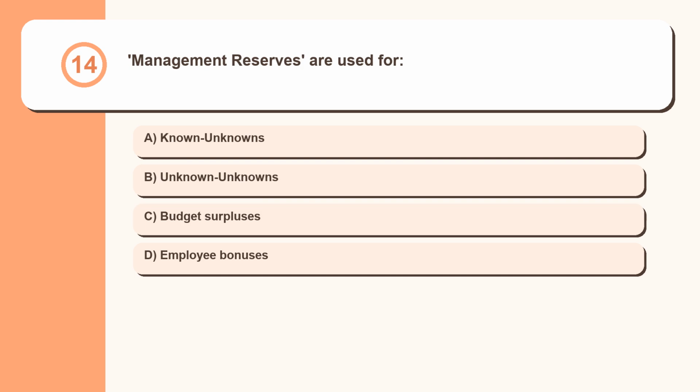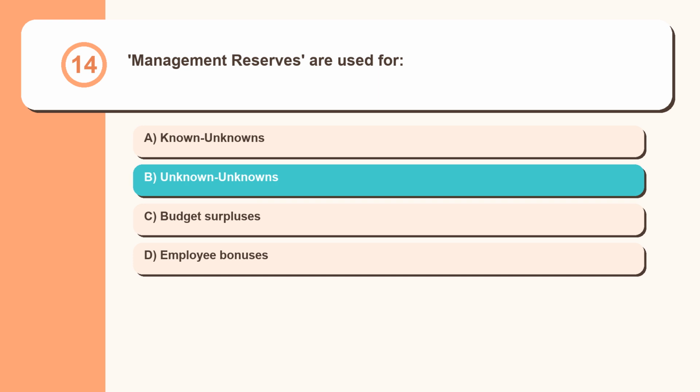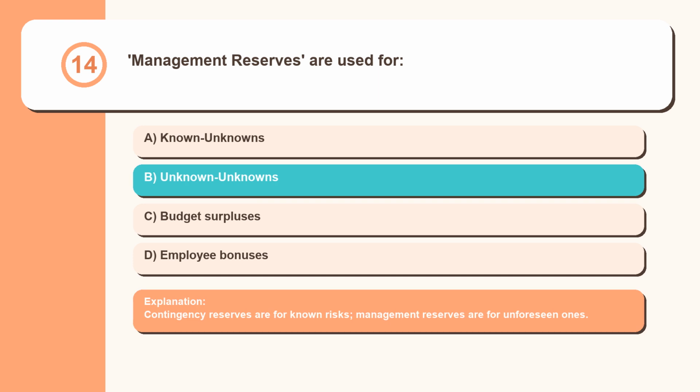Question 14. Management reserves are used for known unknowns, unknown unknowns, budget surpluses, employee bonuses. Contingency reserves are for known risks, management reserves are for unforeseen ones.